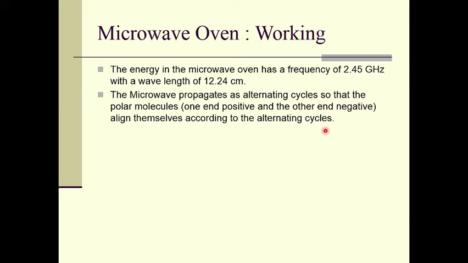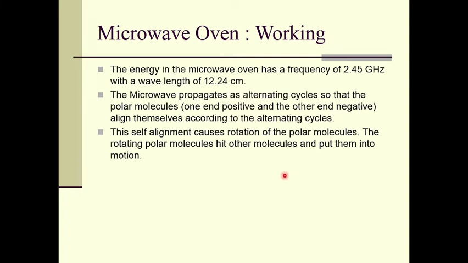Here in this oven, we use water, right? So water molecules are there inside the food. A water molecule is also a polar molecule, where the H atoms have a slightly positive charge and the oxygen atom has a slightly negative charge, and therefore the H2O molecule is polar, right? So these microwaves give alternating cycles, so they are waves, so that the polar molecules align themselves according to the alternating cycles. The polar molecules will start aligning as per the cycles of the microwaves, right?